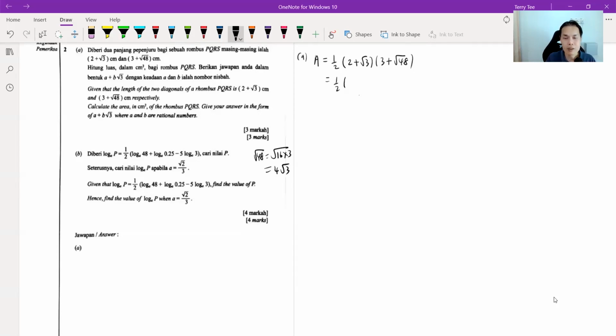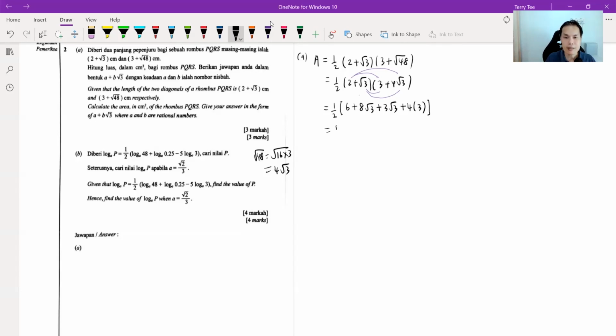So this is half times 2 plus surd 3 times 3 plus 4 surd 3. Then you expand, 1, 2, 3, 4. I'll show you the working one by one. You can't just type in a calculator and get the answer straight away, although you can do that to double check. As we expand, you should get 2 times 3, which is 6. 2 times 4 surd 3 is 8 surd 3. Then 3 times surd 3 gives us 3 surd 3. And 4 surd 3 times surd 3 gives us 12. Okay, so there you go.